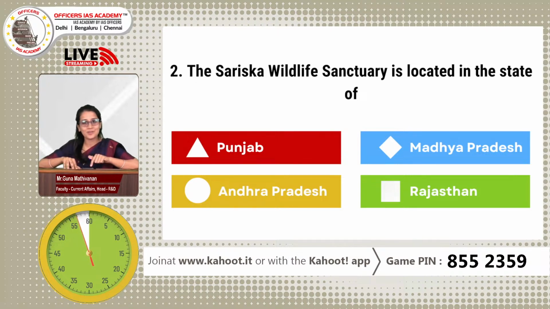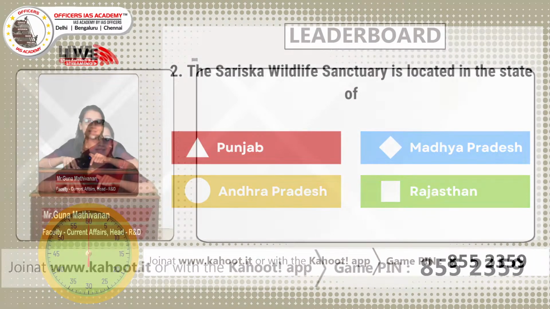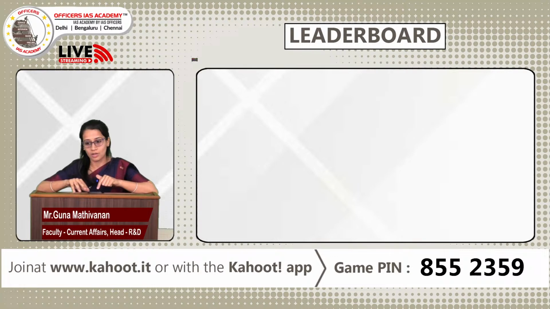Last 10 seconds to get your answer right. And the correct answer is D, Rajasthan. Now, Sariska Wildlife Sanctuary became prominent because the tiger population in this area was falling, and this prompted the government to launch Project Tiger. They tried to bring tigers from nearby places so that they could improve the tiger population here.